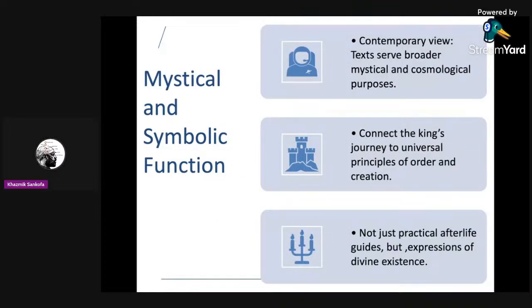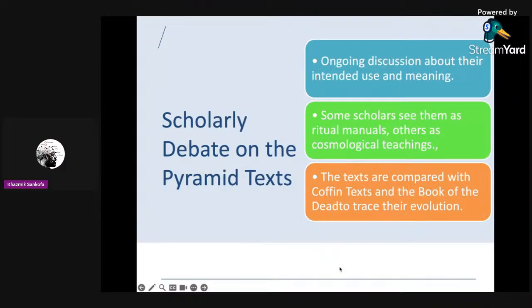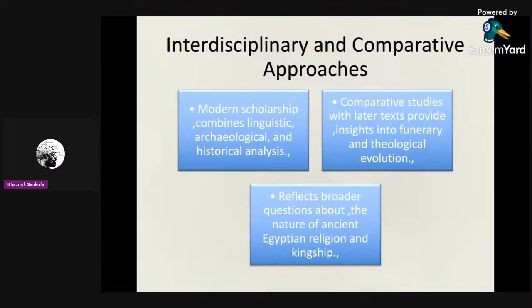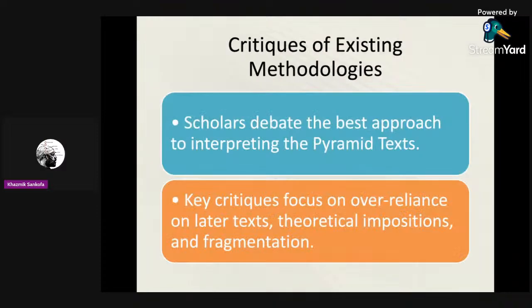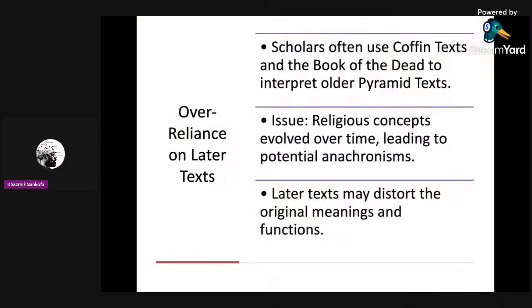All right, so the contemporary view is that the texts serve broader mystical and cosmological functions. It's not just practical, but an expression of divine existence. I can skip over this.